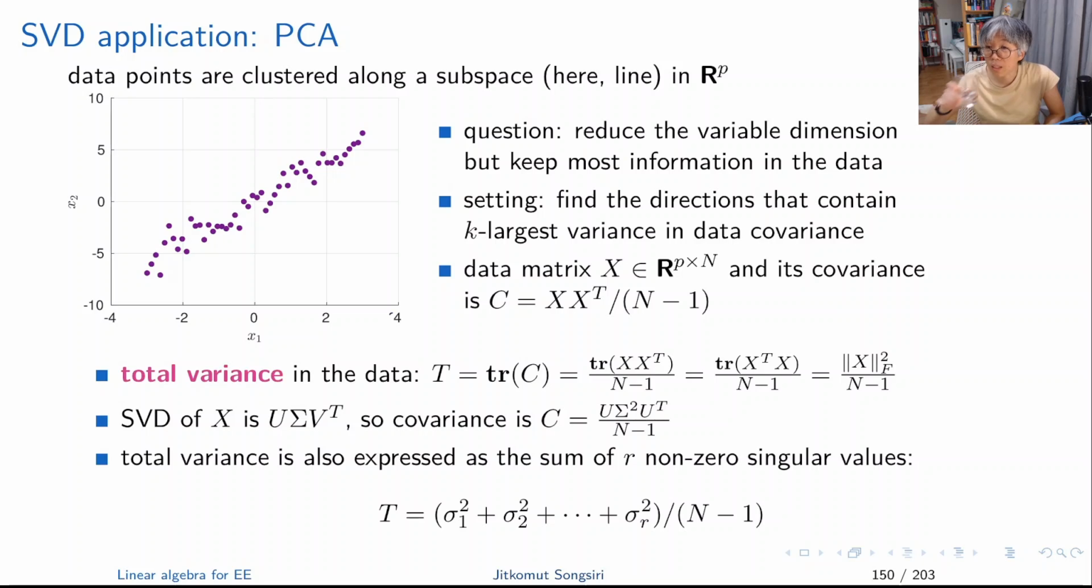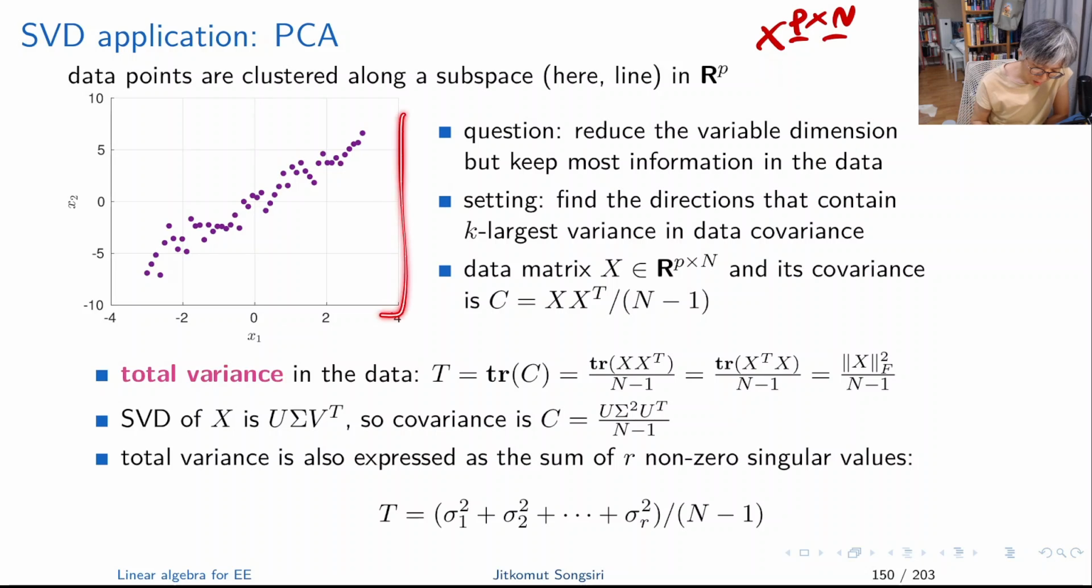And the next application is principal component analysis, or PCA. In machine learning, we work with features that may have a higher dimension, maybe on the order of 100 or 1,000. And usually you have a data matrix. If it's in the format of P by N, it means that it has P features and N samples.